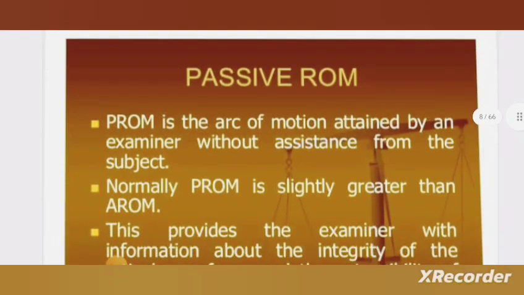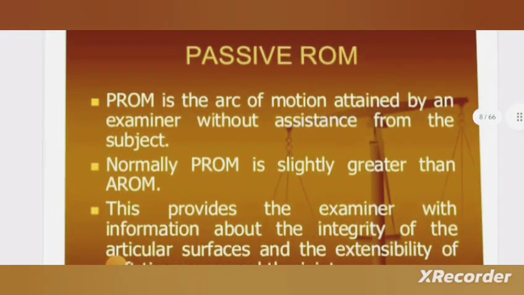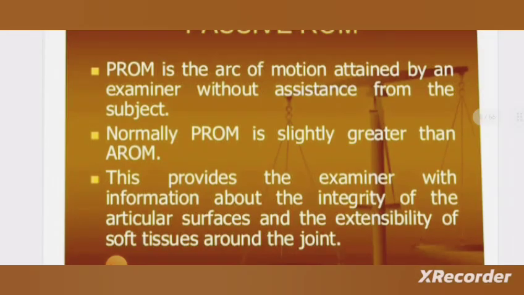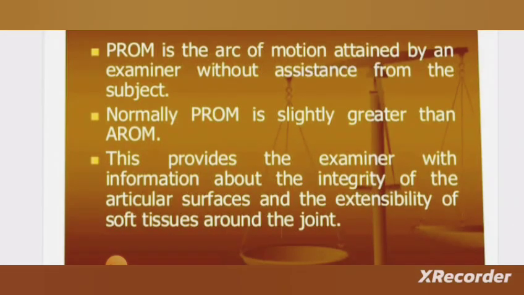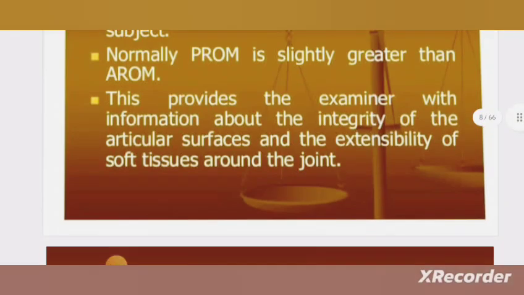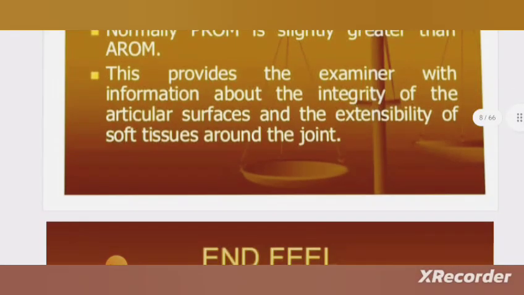Next is the passive range of motion. It is the arc of motion attained by an examiner without assistance from the subject. Normally, passive range of motion is slightly greater than active range of motion. It provides the examiner with information about the integrity of articular surfaces and the extensibility of soft tissue around the joint.